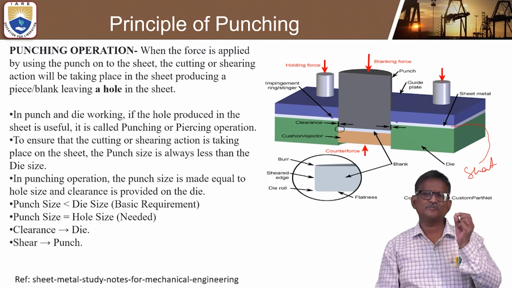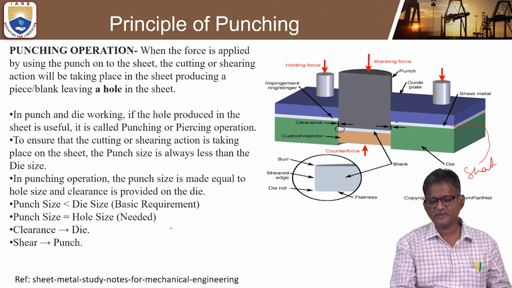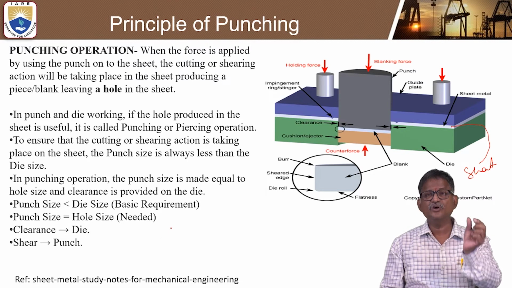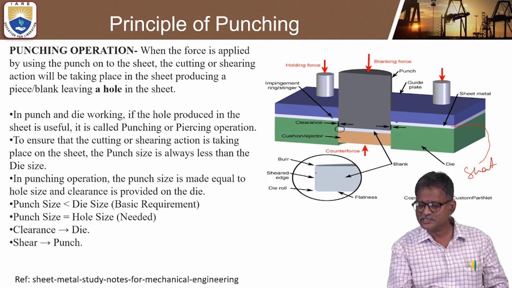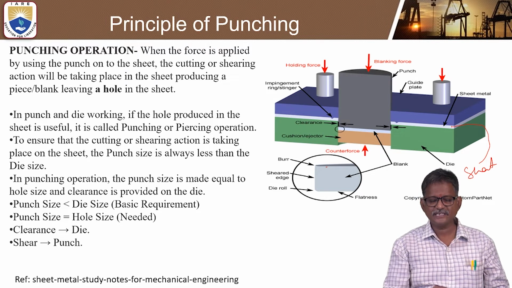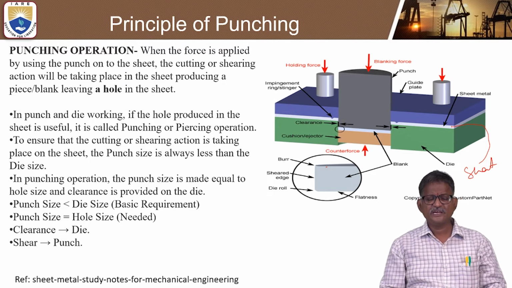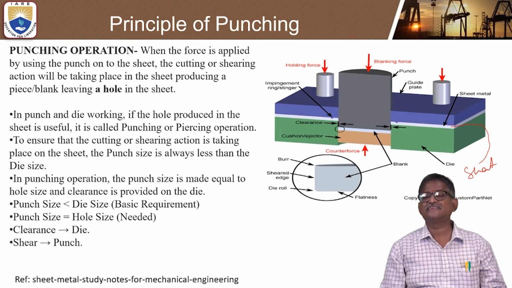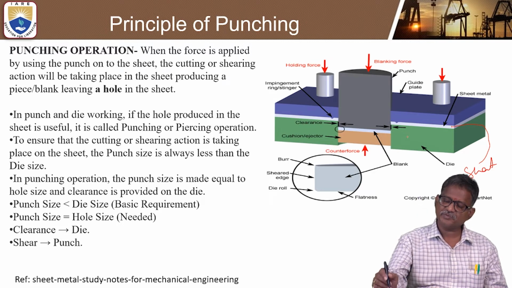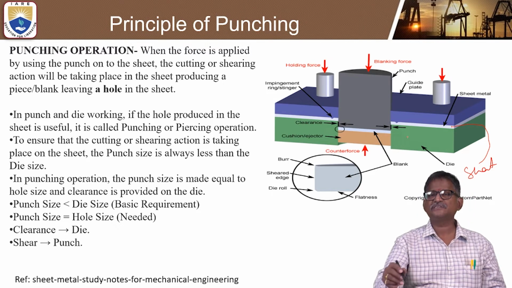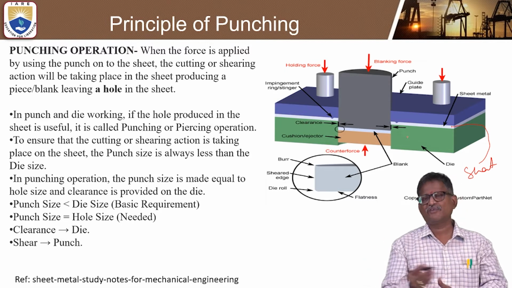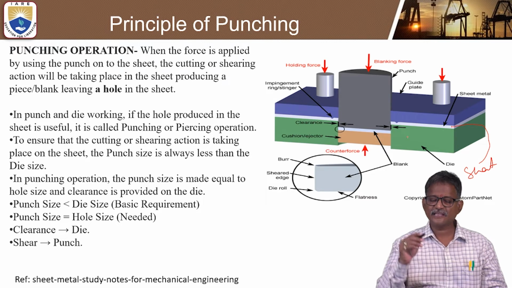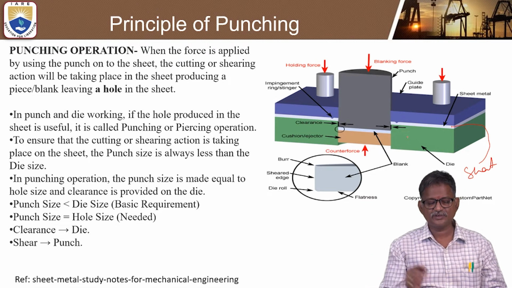Another interesting point is that in a punching operation, the punch size is made equal to the hole size. Obviously, the clearance is provided on the die. So clearance can only be provided on the die. In blanking it is the opposite. When you want to perform blanking, it will be vice versa: the clearance will be provided on the punch. That is the only difference.